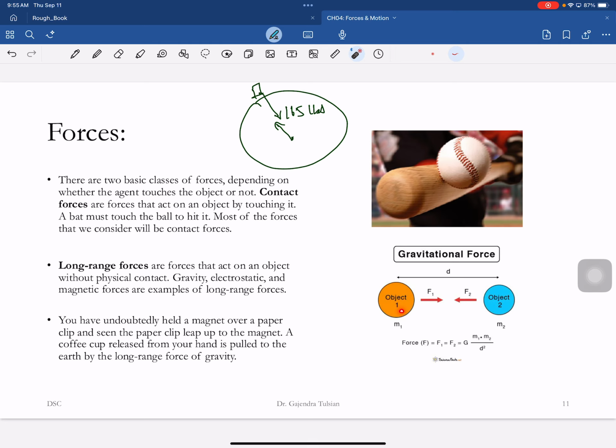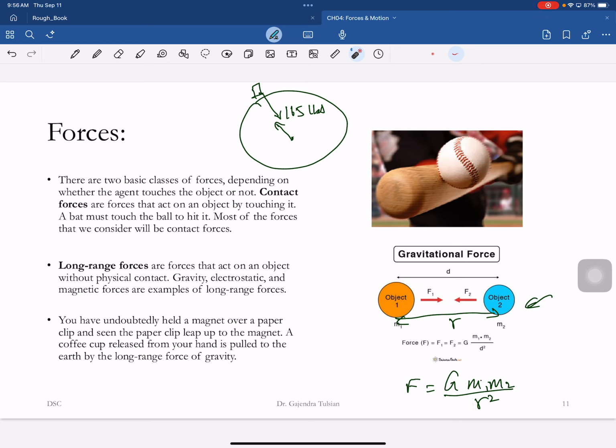Newton's law of gravity is a long-range force. It gives you the force. The force between the two objects is the gravitational constant times the product of the masses divided by the distance squared. R is the distance between them. So is this Newton's third law? No, this is Newton's law of gravity. Action and reaction are equal and opposite is Newton's third law. So the force equals G, the gravitational constant, times the product of the masses divided by R squared.